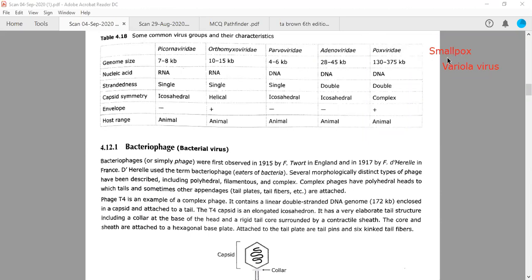And here in the smallpox family, so I told you smallpox is a disease, and it is a dread. It is a very harmful or very dangerous disease, actually. So these particular viruses have four closely related viruses in this family, out of which the smallpox virus is the largest virus known, right? So actually the smallpox is a disease, and the virus which is responsible for this particular disease is called variola virus.